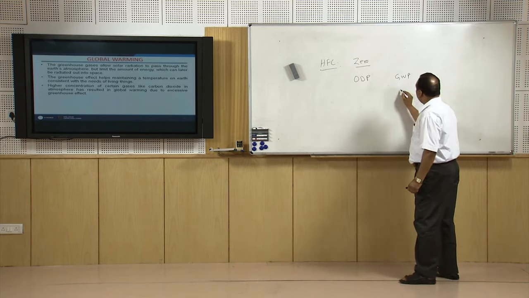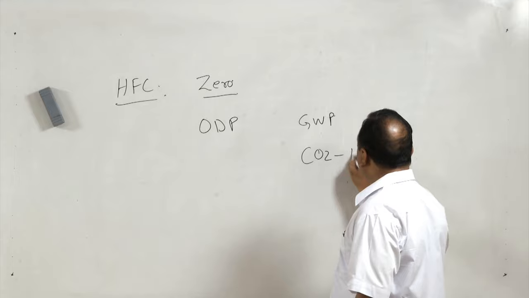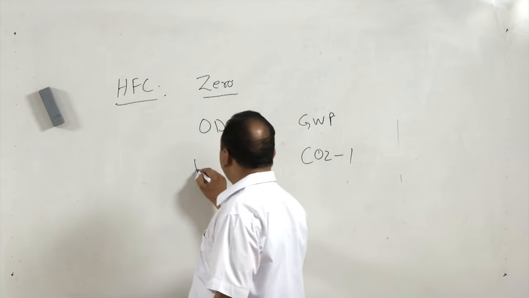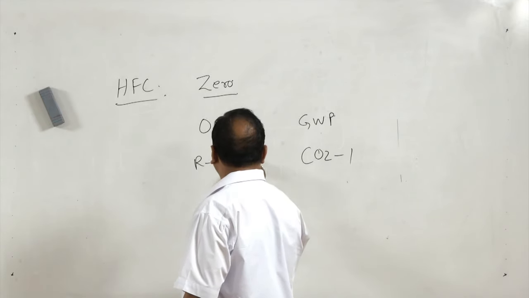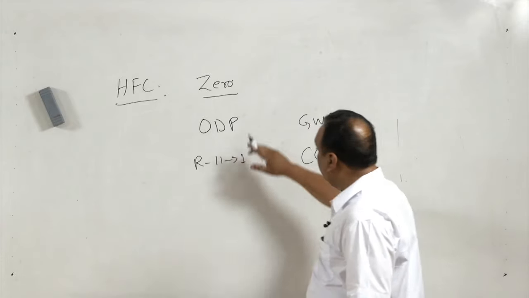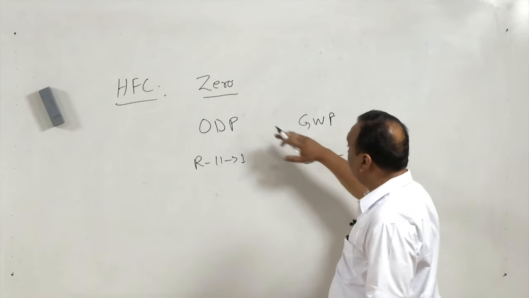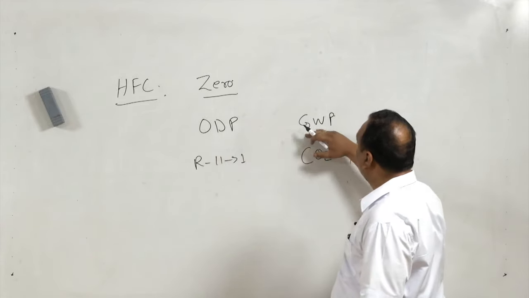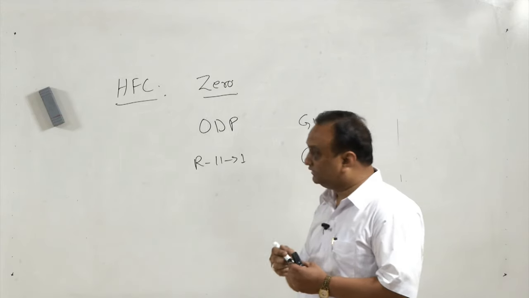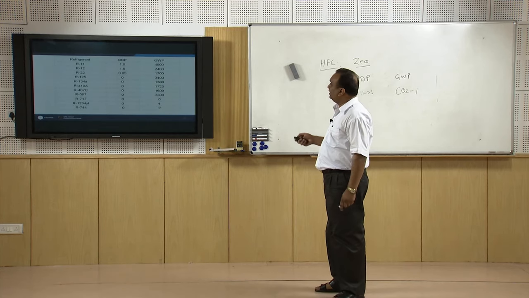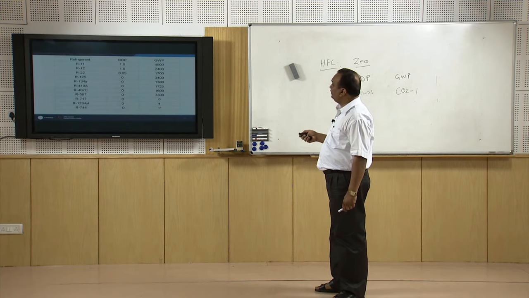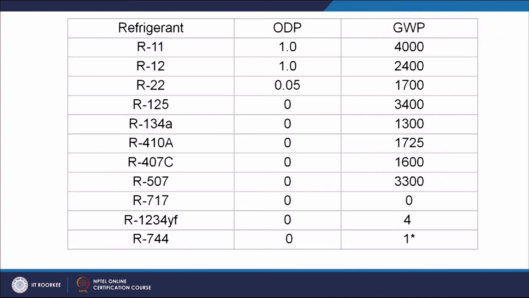The global warming potential of CO2 is considered as 1. The ozone depletion potential of R11 is considered as 1. Relative to these chemicals, the ozone depletion potential and global warming potential of other chemicals is judged. So, now here is a table showing the ozone depletion potential and global warming potential of different refrigerants. R11 and R12 are not being used anywhere. However, they have an ozone depletion potential of the order of 1.